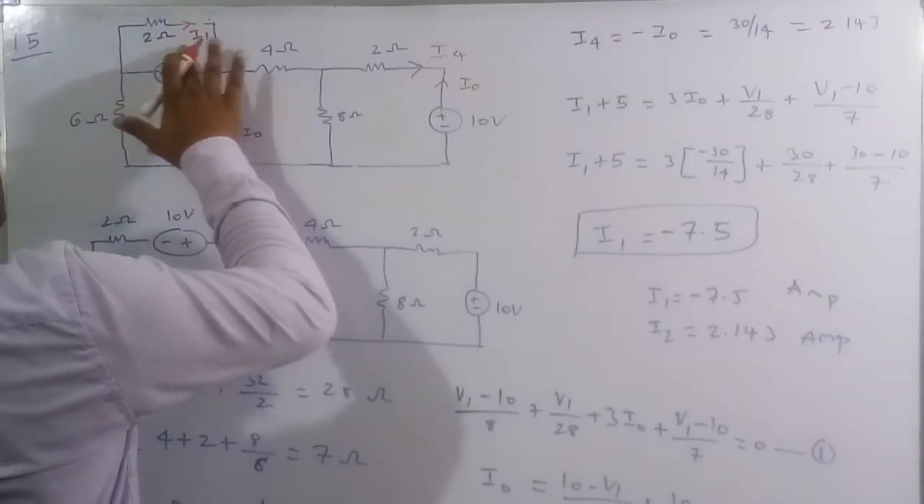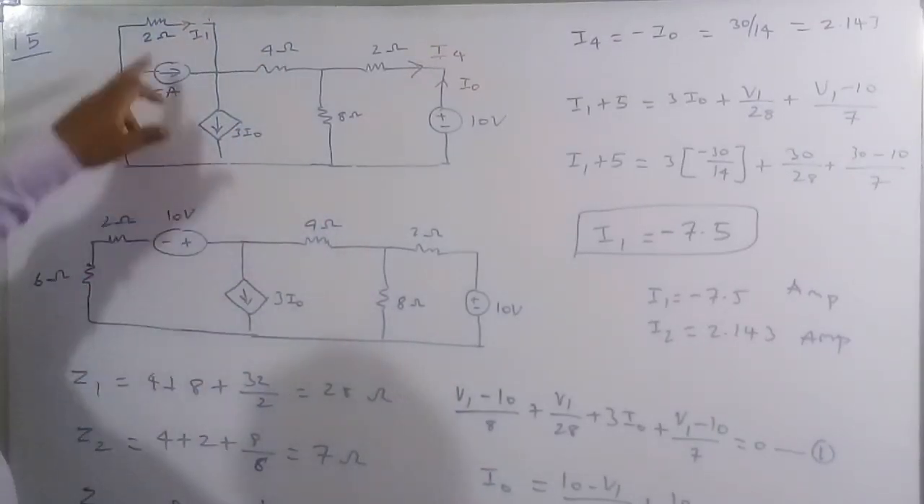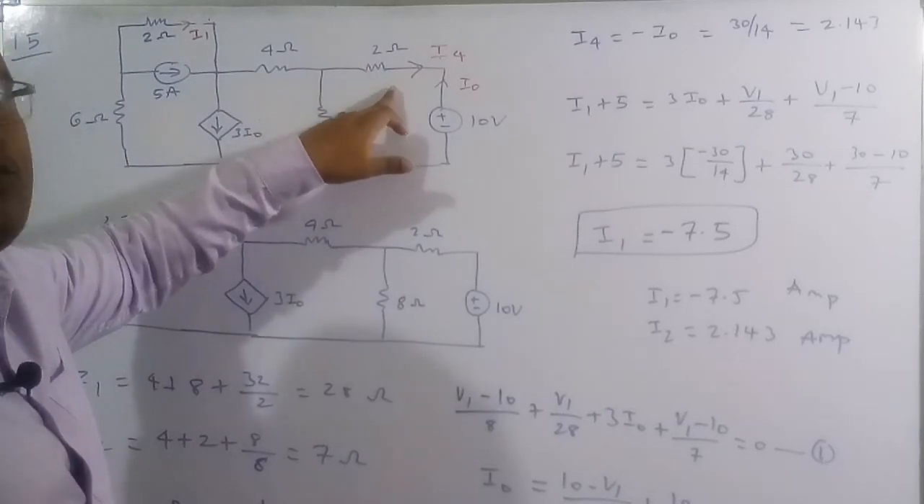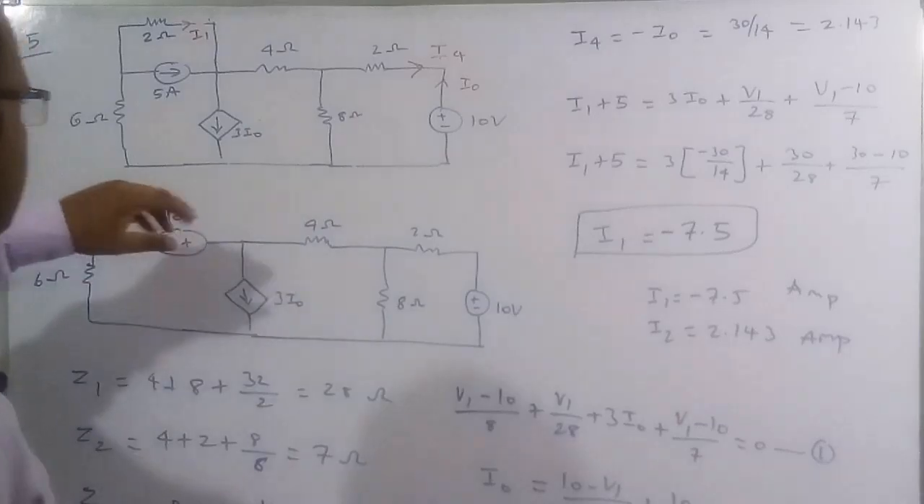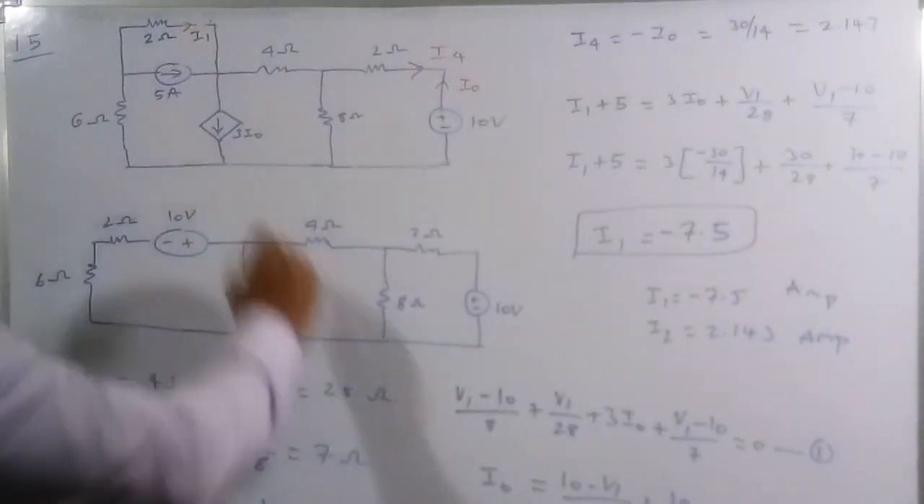So I am going to remove all this because the current I1 is flowing in the 2 ohm, and also in this 2 ohm branch the current flowing is I4, and this direction is I0. So now we have to find the value of I1 and I4.